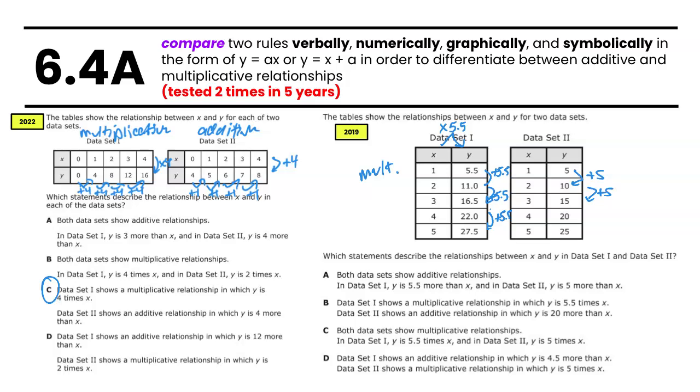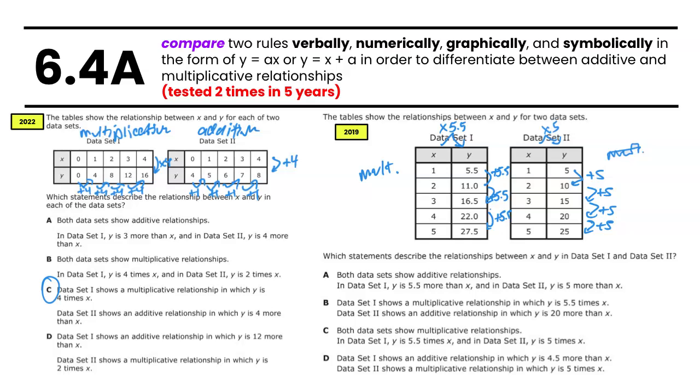Then in data set 2, what we notice is that we are going up 5 as we go from Y value to Y value. And so again, because we're not just going up 1, but we're going up 5, that would indicate that this is a multiplicative relationship again. And this one's perhaps a little easier to determine because what we can see here is that we're not multiplying by 5.5 times X to get Y, but we're just simply multiplying by 5. 1 times 5 is 5, 2 times 5 is 10, 3 times 5 is 15.